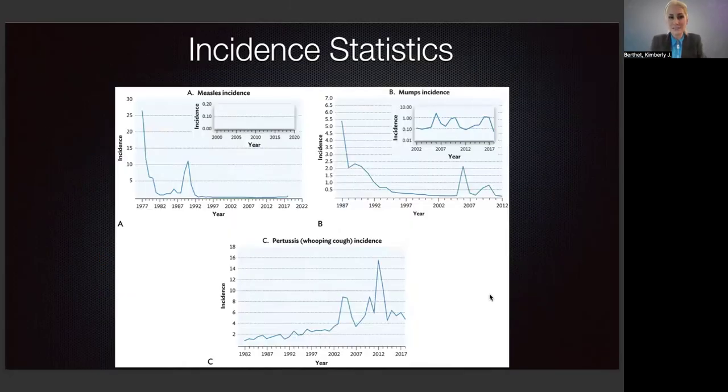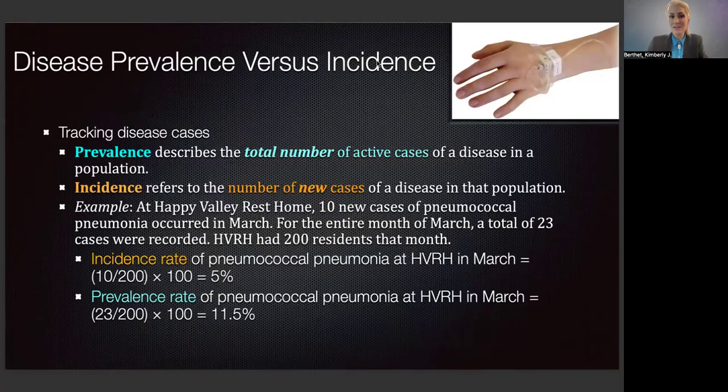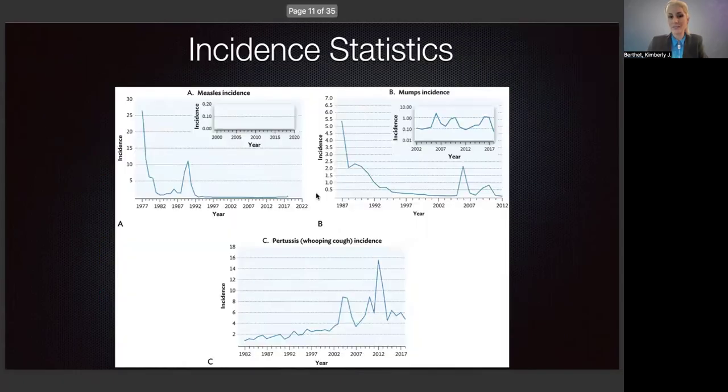Looking at incidence statistics, we can see a couple different chronological views of measles, mumps, and pertussis, which is whooping cough, over time. So while some of these are slowly being eradicated, others are peaking. So it's interesting to watch the differences in these. And again, these are incidence rates. When we talk about incidence rates, here we're looking at the number of new cases. So that can be graphed over time.